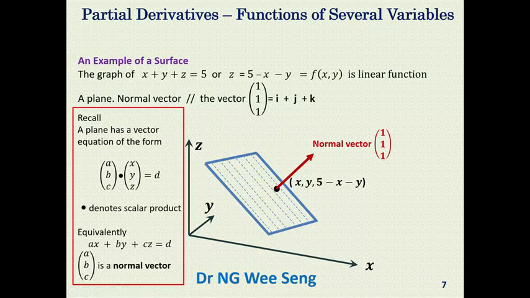We do a quick revision. We have learned in a pre-calculus course that the equation of a plane in a three-dimensional space is of this form: ax plus by plus cz equals d. The vector (a, b, c), this column vector, is called a normal vector to the plane. So for our example, x plus y plus z equals 5, the normal vector is the vector (1, 1, 1). And we can write z in terms of x and y to get the linear function.